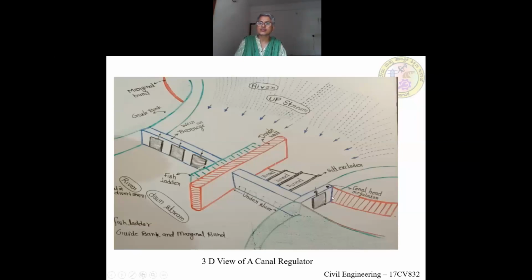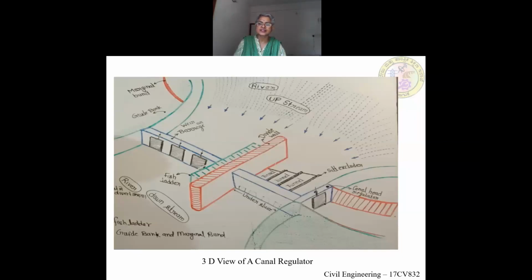Silt should not flow through the canal head regulator. Therefore, this canal head regulator is placed and silt is collected in these tunnels. And when a sufficient quantity of silt is collected in the tunnels, it can be removed with the help of this under sluice. They are also called scouring sluices, which are at the bottom of these walls.